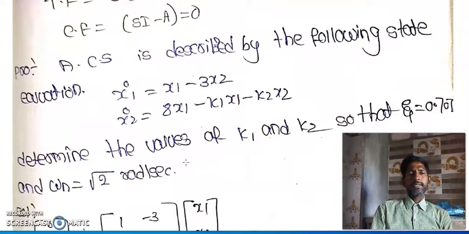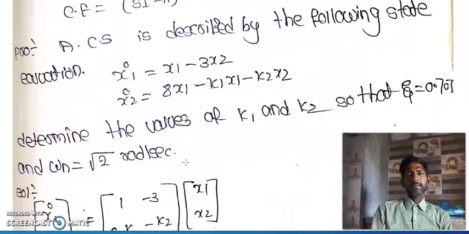The next problem: the control system is described by the following state equations. x1 dot equal to x1 minus 3x2, x2 dot equal to 8x1 minus k1 x1 minus k2 x2. Determine the values of k1 and k2 so that zeta equal to 0.707 and natural frequency equal to root 2 radians per second.